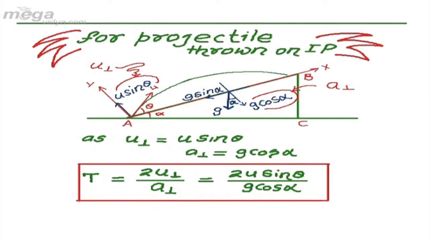And if we resolve a projectile's motion thrown on inclined plane in two mutually perpendicular directions, what change we are doing here is we are taking x direction along the incline instead of along the ground, and y direction perpendicular to the incline. If we use this reference frame, then velocity of projection has two components. One component along the incline is u cos theta, and the other component, perpendicular to x direction, is u sine theta.